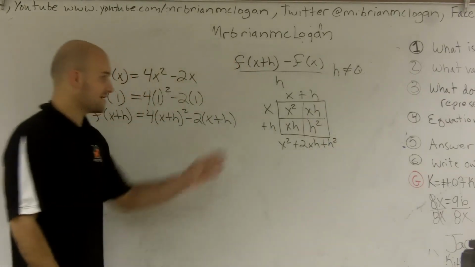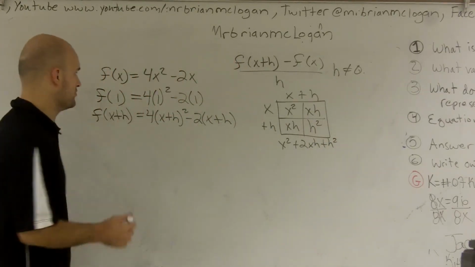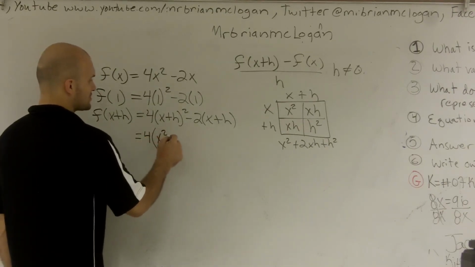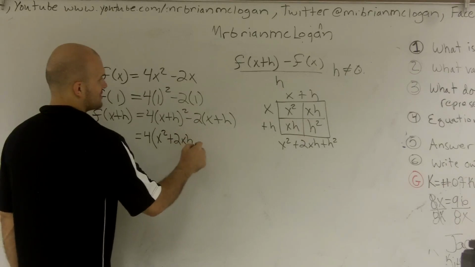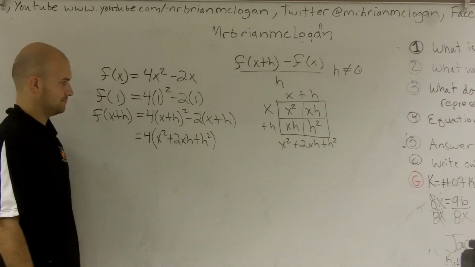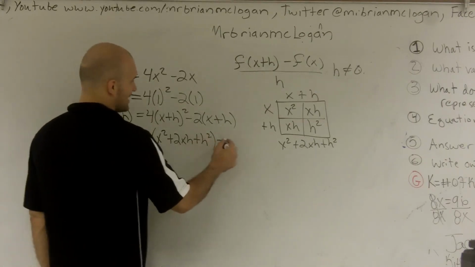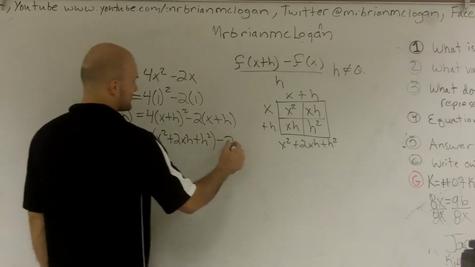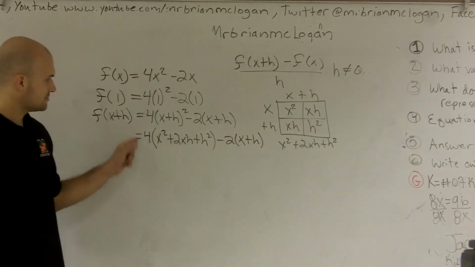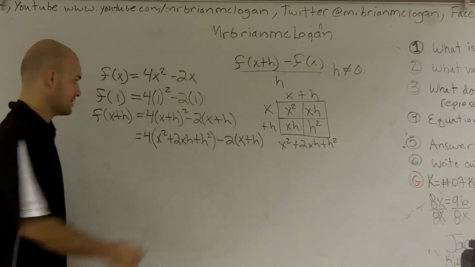All right. So when I expand that binomial, I now get 4 times x squared plus 2xh plus h squared. Follow me. So minus, now, let's just rewrite this, 2 times x plus h. Now what I have is, I can now do my distributive property, right?